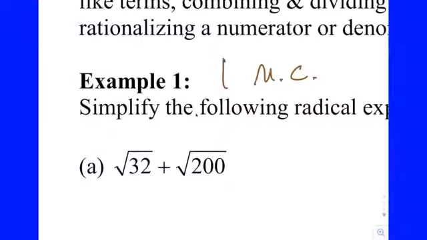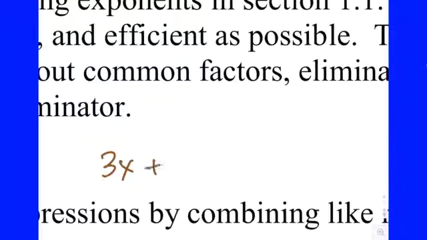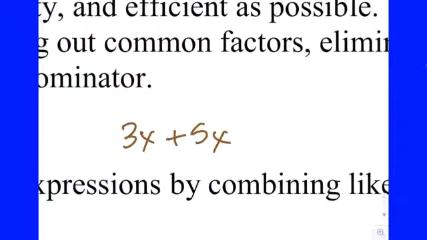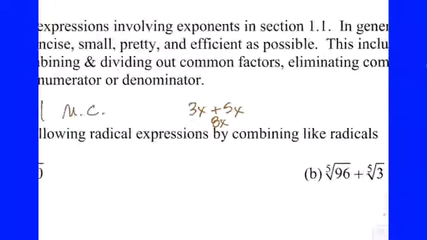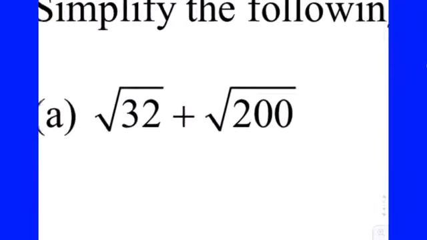Okay. Example 1 is just combining like radical terms, right? Something you've done in the past. If you have something like 3x plus 5x, we call those like terms because it's 3 of those plus 5 of those. Those just happen to be x's. You combine them and you get 8 of those, right? So that's what we're going to be doing right now, but we're not going to be using x's. We're going to be using radicals.